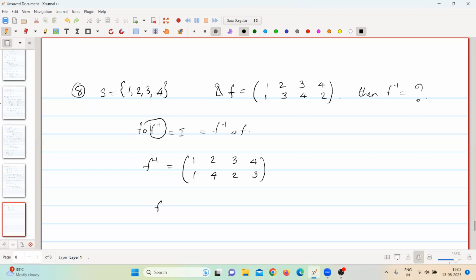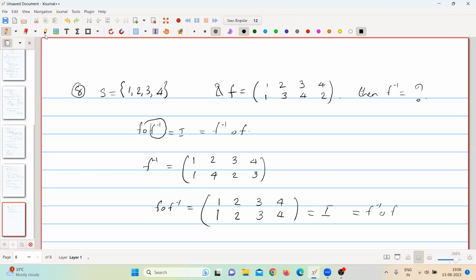So what will be the f composite f inverse? f composite f inverse means first we will apply f inverse, then f. So here 1 is going to 1 and then 1 is going to 1. So 1 is going to 1. 2 going to 4, 4 going to 2. So 2 going to 2. 3 going to 2 and 2 going to 3. So 3 going to 3. 4 to 3 and 3 to 4. So finally 4 to 4. So this is the identity. Correct? In the same way, you can check f inverse composite f also.